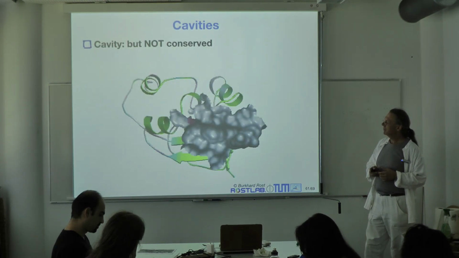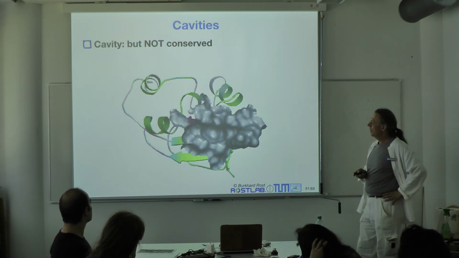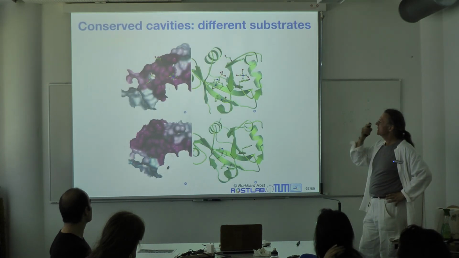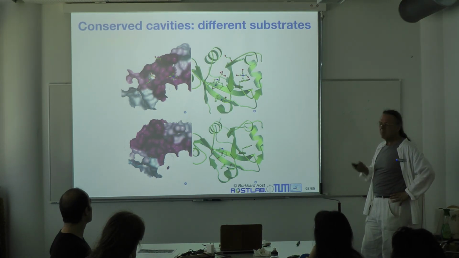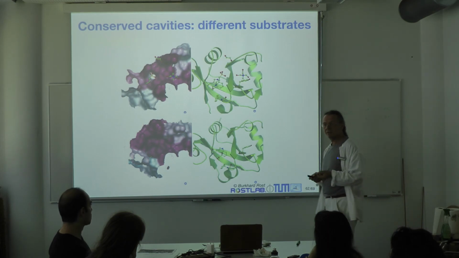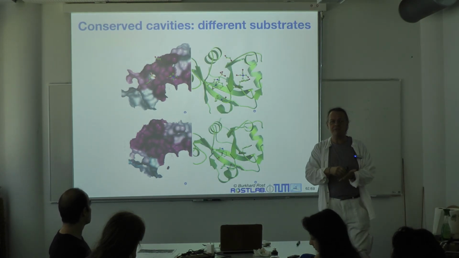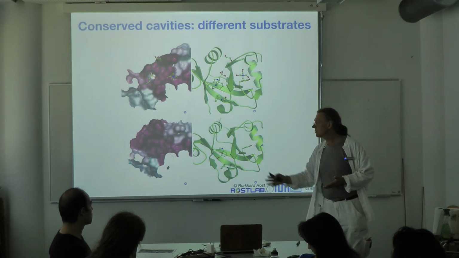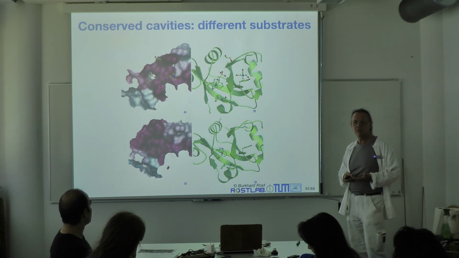But here we have an example for a cavity that in fact is not conserved. Cavities are not always conserved. This is an example for that. Sometimes conserved cavities may bind different substrates. So from knowing the cavity, you're not quite sure what it binds. So just making something fit in there is in fact not always working. And at that point, I believe you also need a different view. You need the view of electrostatics.